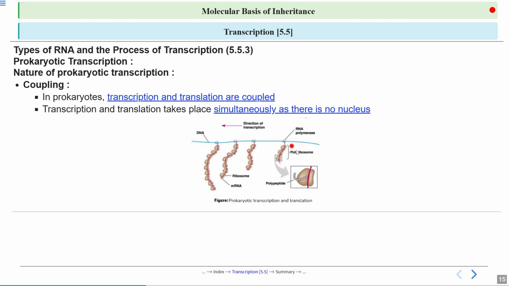Ribosome. Ribosomes will come and attach to this mRNA. Multiple ribosomes can attach to the mRNA simultaneously, and that's why we call this structure a polyribosome, or sometimes a polysome. And this translation will happen. Here we can see how RNA polymerase is polymerizing this RNA, and how the ribosome is attaching to this mRNA simultaneously, and here the protein synthesis will occur. So here we can see how transcription and translation are coupled in prokaryotes.